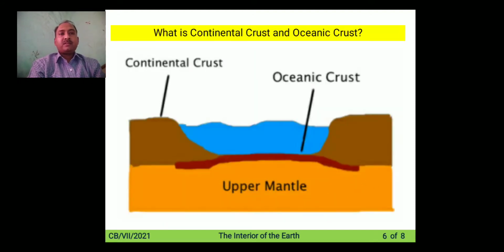Let us see. We are going to get information about the crust. You know very well that the crust is concerned with the lithosphere. This lithosphere is related to the land, and both the continental crust and the oceanic crust are found there. Continental crust is related to the lithosphere. Oceanic crust is found at the bottom of the ocean.